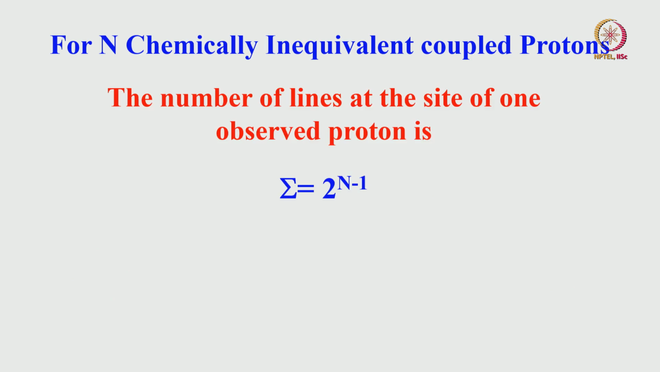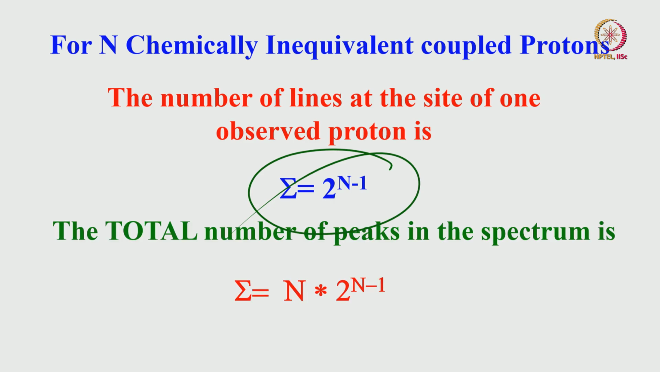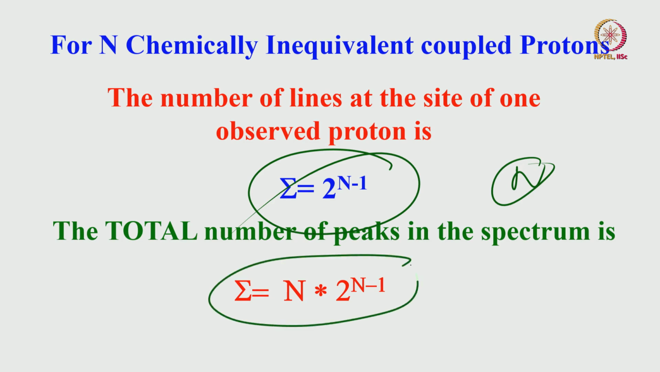In general, you write down the formula. The number of lines at the site of one of the observed protons is given by 2 to the power of n minus 1 in total. And if there are n protons, then the total number of peaks is given by this equation: summation, total number of protons n into 2 to the power of n minus 1. Simple logic. If I have 4 protons, each proton will have 2 to the power of 4 minus 1, 2 cube, 8 peaks. 8 into 4, 32 peaks, n is 4.